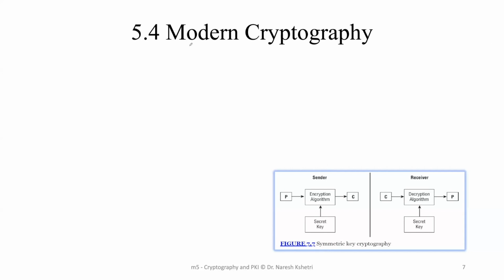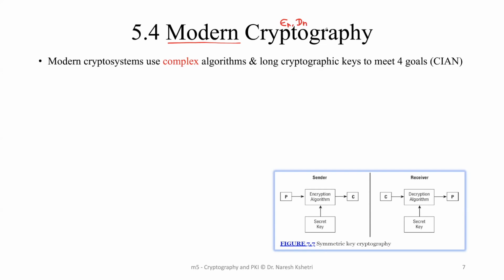Today in this video, I'm going to discuss the modern cryptography system, also the three types of algorithms that are commonly used today. As you already know, when cryptography comes to mind, that means the process of encryption and decryption that we have talked about before. Today's modern crypto systems normally use computationally complex algorithms and long cryptography keys to meet the cryptography goals.